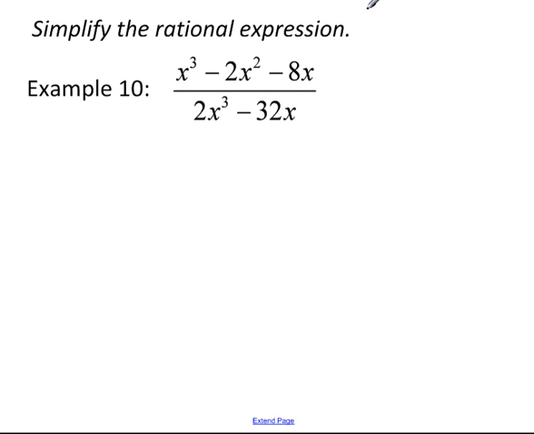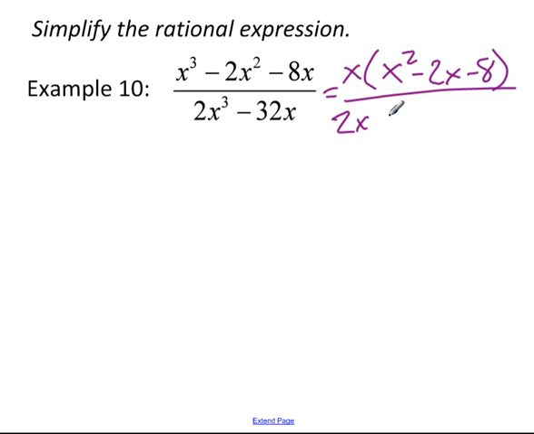Example 10. Look at that. We're almost done already. And you thought this was going to be scary. Alright, our top part here, what do they all got in common? They got an x. So I'm going to drop my powers down. X squared minus 2x minus 8. Bottom here, again, they've got an x in common. They also have a 2. So I'm going to write a 2x on the outside.